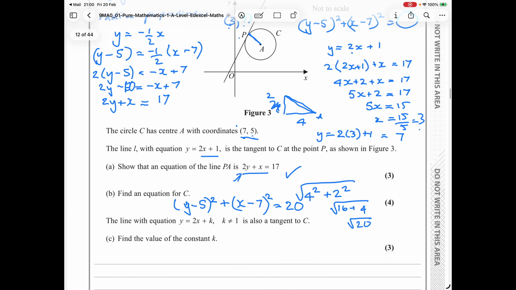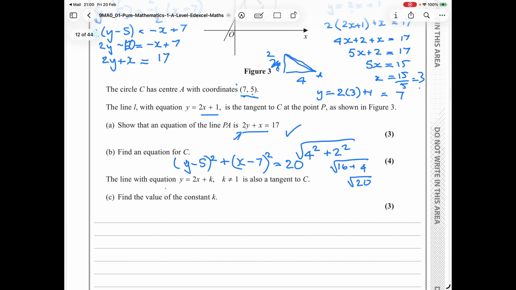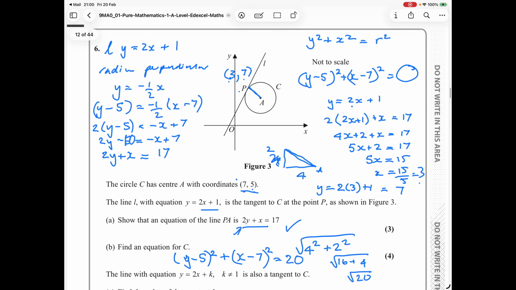Now, the line with the equation y equals 2x plus k, where k is not equal to 1, is also a tangent to C. Find the value of the constant k. So we know that this is going to be the same kind of thing as what we did before. So it's parallel to y equals 2x plus 1, but it's going to be through here.